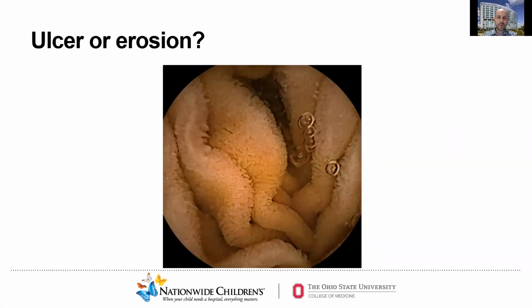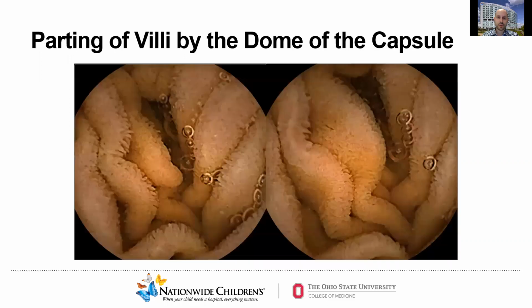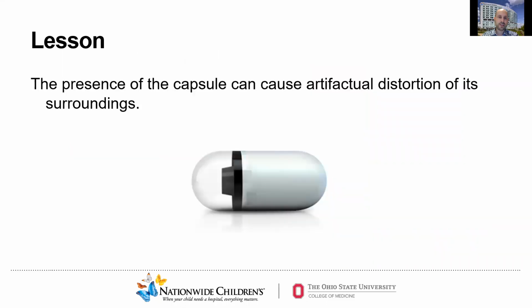Here's another picture with a seeming pathology denoted by the arrow. Again, is this an ulcer or an erosion? Actually, if you look at the image that's immediately prior to it, you will see the same fold of the intestine that does not have that lesion. So what is this lesion? This is the parting of the villi by the dome of the capsule. So another take-home lesson is that the presence of the capsule can cause artifactual distortion of its surroundings.